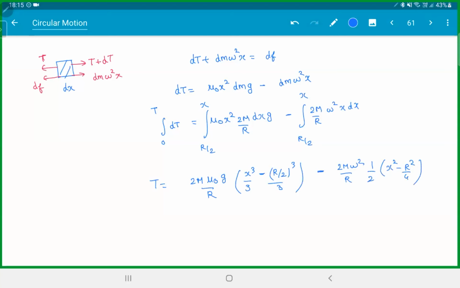You have to take that omega from the previous one and substitute here and solve it. I will leave it to you. That is fine. Check this out. This is how you get tension in the rod as a function of x.